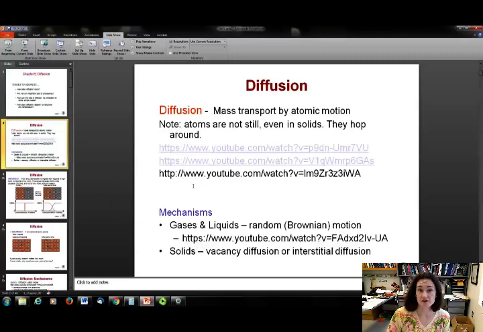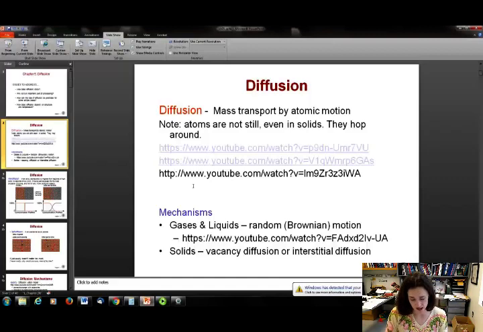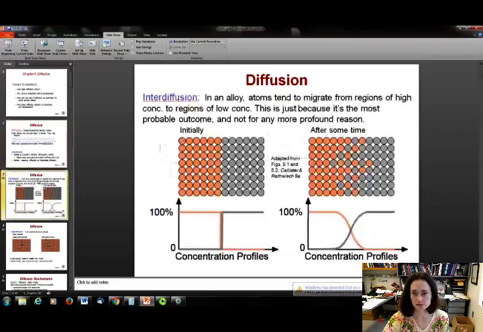You can either have a vacancy, and the atoms can hop into the vacancy, and we discussed how there's always going to be a certain amount of vacancies in a solid material. Or you can have interstitial diffusion, where you have a smaller atom moving through a material, and it's hopping in the little vacancies in between the lattice sites. And so that's the 2 different mechanisms that diffusion can occur in.